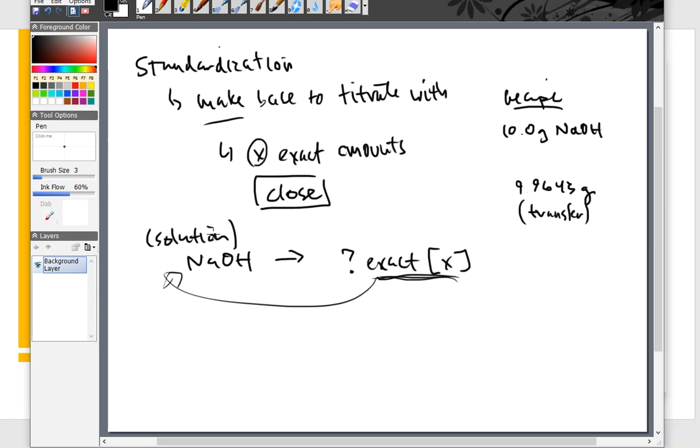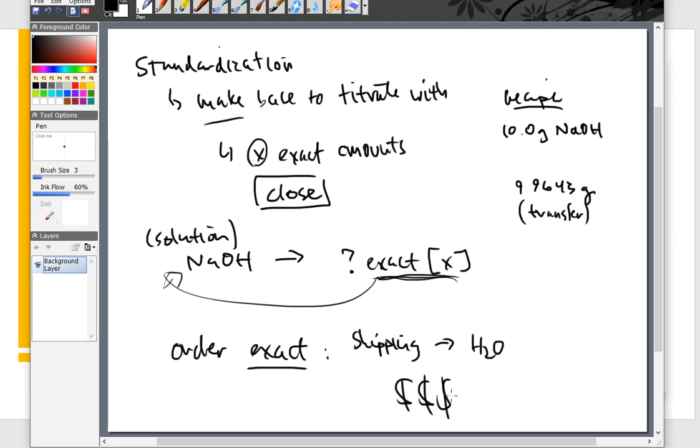Okay, the option here is to go through an order. Order the exact concentration that you need. But when you do that, folks, you're going to be paying for shipping. And when you pay for shipping, it's mainly going to be water. And this cha-ching, cha-ching, cha-ching runs into a lot of money for a laboratory. That's silly. We're trained to work in a laboratory for this reason. That is why we're hired. So we can do things like this and not waste money for the company.